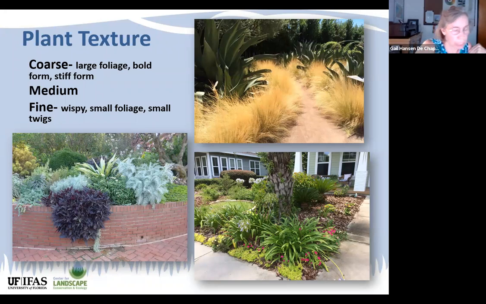And the other picture that's down in the bottom right shows what our typical landscape usually has, and that's a mix of textures. You see some fine textures in there, some medium in the agapanthus, for example, and some coarse textures.